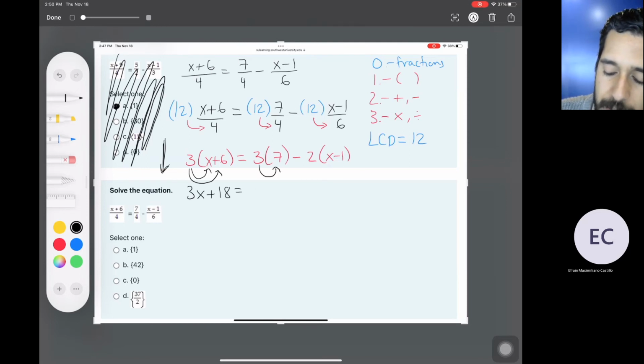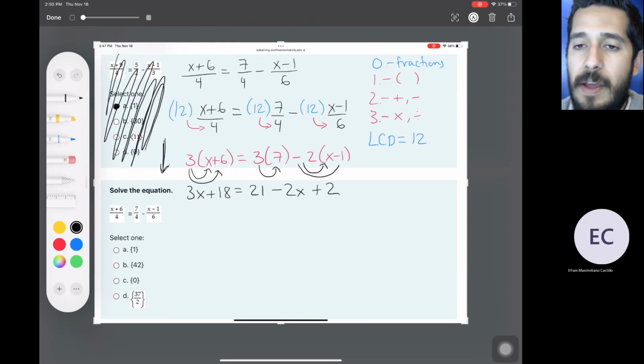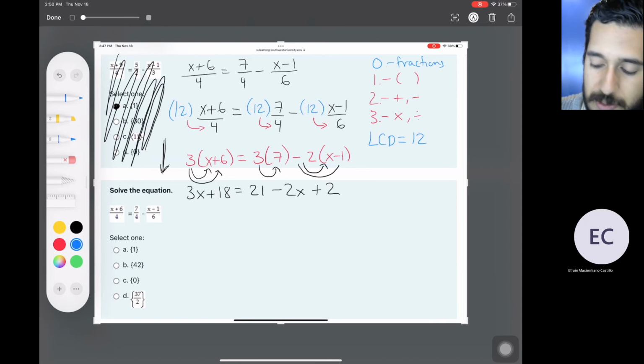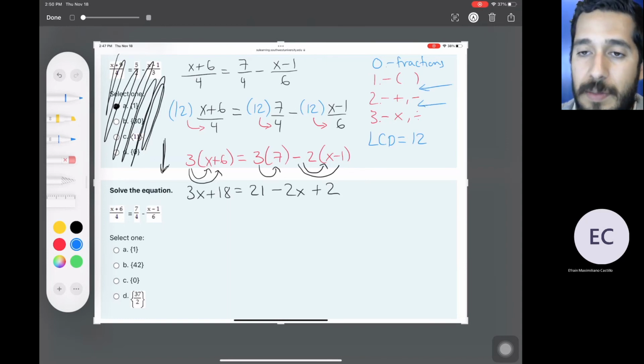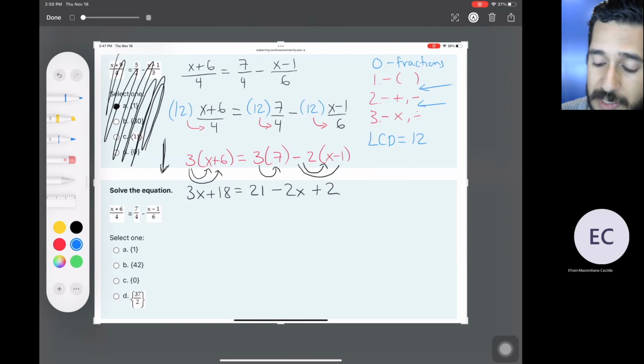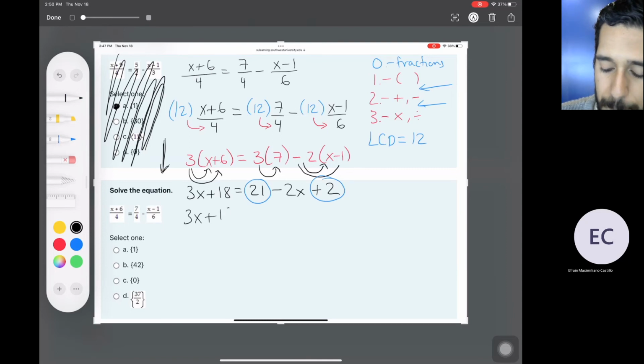3 times 7, that's 21. Negative 2 times x and negative 2 times negative 1, which happens to be a positive 2. At this point, since I did one of these mathematical conversions, I have to combine like terms. On the right side, I can combine 21 plus 2, which is what I'm going to do right now. 21 plus 2, that's 23.